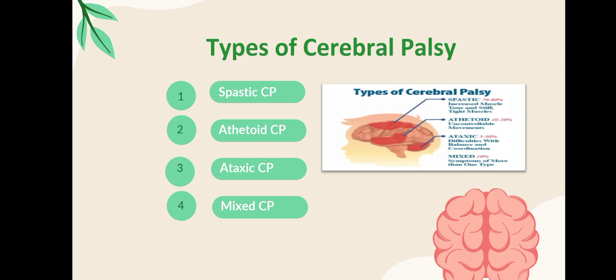The next is the ataxic CP. Ataxic CP means the patient is not able to coordinate movement and maintain sitting or standing balance. The next is the mixed form of CP. Mixed form means all three types can occur in one patient, but most commonly the symptoms of spastic and ataxic CP occur in this mixed type.